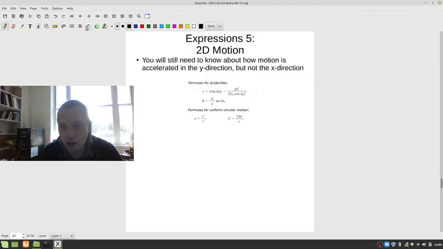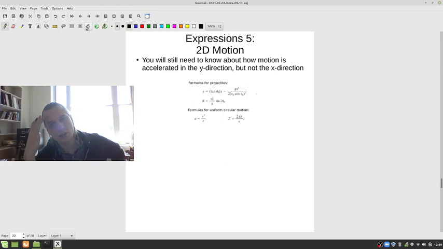Okay, now getting to the end of things, two-dimensional motion. So we did problems with accelerated motion in one dimension. Now we're going to try a couple of problems with accelerated motion in two dimensions. All right, let's see how it works.